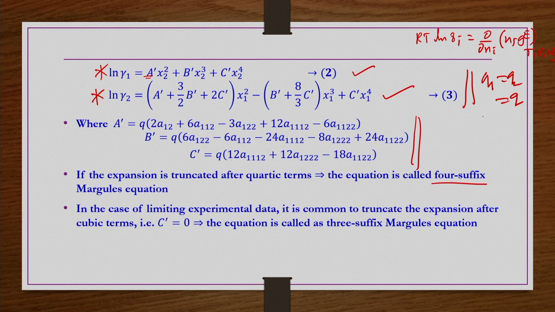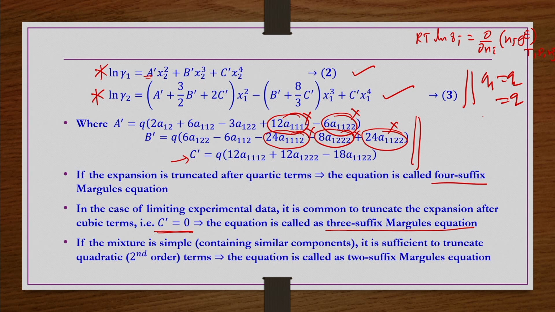In the case of limited experimental data, it is common to truncate the expansion after cubic terms. So, that means c prime etcetera, those terms should be 0. If c prime is 0, then whatever the equation is there, that is known as the 3 suffix Margules equation. Not only c prime, as I mentioned, all these parameters which are having the interaction, this fourth power kind of thing, these things will also not be there. Okay. Then in addition to this c prime, if you exclude a prime, b prime also, whatever this cross term where interaction amongst 4 molecules is shown, then that equation would become the 3 suffix Margules equation.